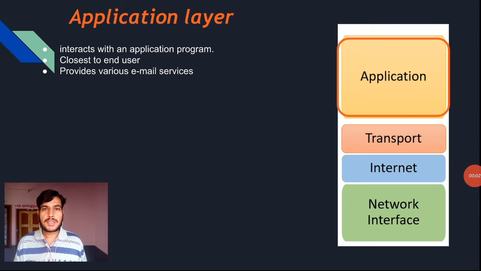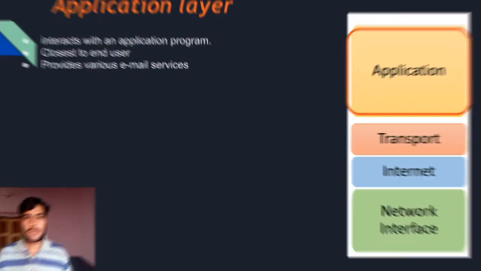Okay, now let us try to understand the functionalities of the TCP/IP layers. The first layer is the application layer, which is the layer closest to the end user, through which the user can send, or read, the message sent by the sender. It interacts with several application programs, like web browsers, messengers, or Skype. It also provides various email services, so that the sender can send messages very easily and also read messages very comfortably.